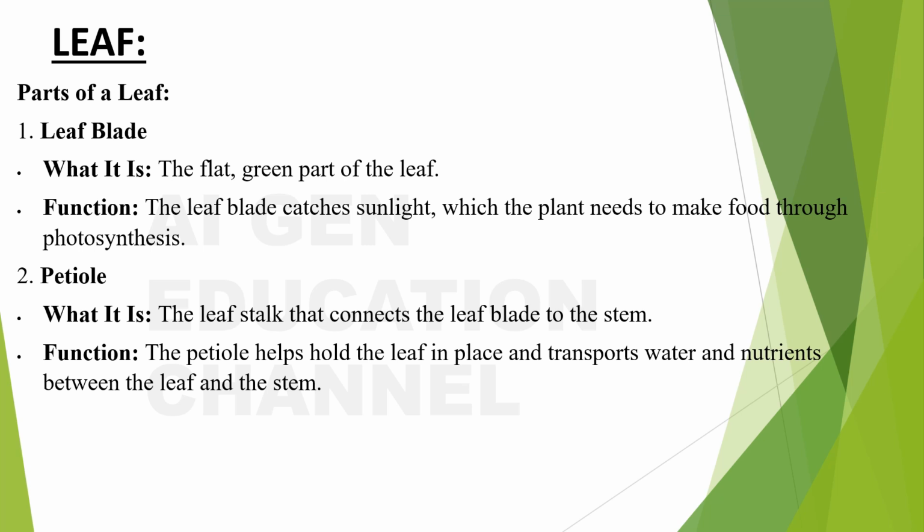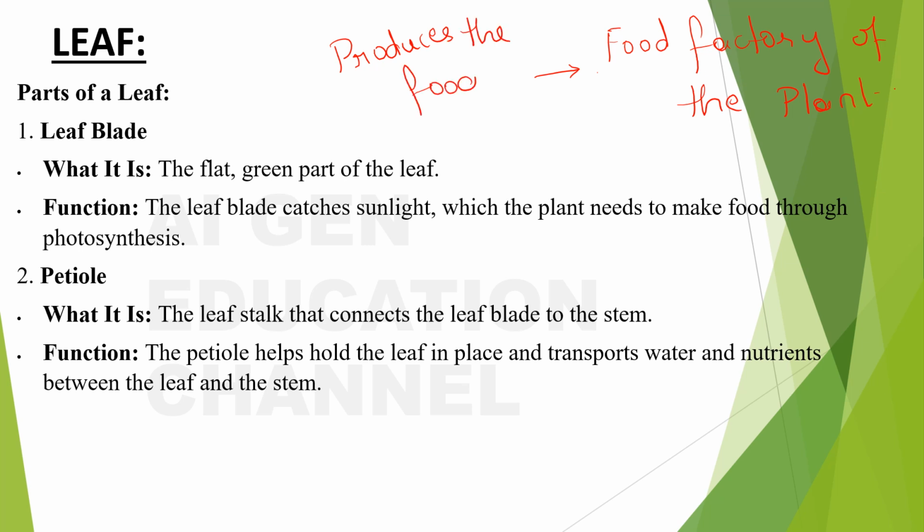Okay, we all know about a leaf, right? As I have mentioned, leaf is the food factory of the plant. Why is it called the food factory of the plant? Because it produces the food. It makes the food all by itself and supports the plant. Plant needs food to survive, and this food is made by the leaf, through the process called photosynthesis.